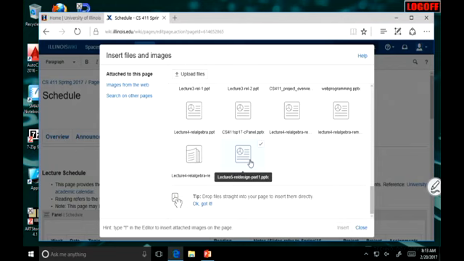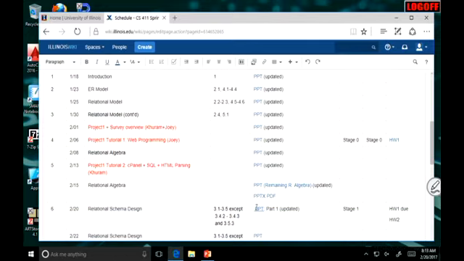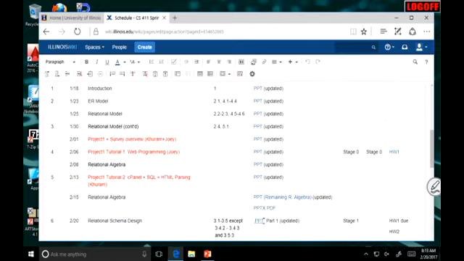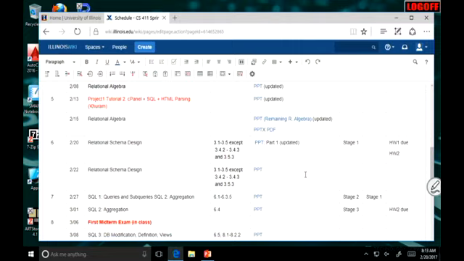Huh. Apparently I do have this file here, so I don't know what I did. Okay, let me try to edit that. Okay, I did upload it. I just linked it to the wrong thing. Okay, cool.